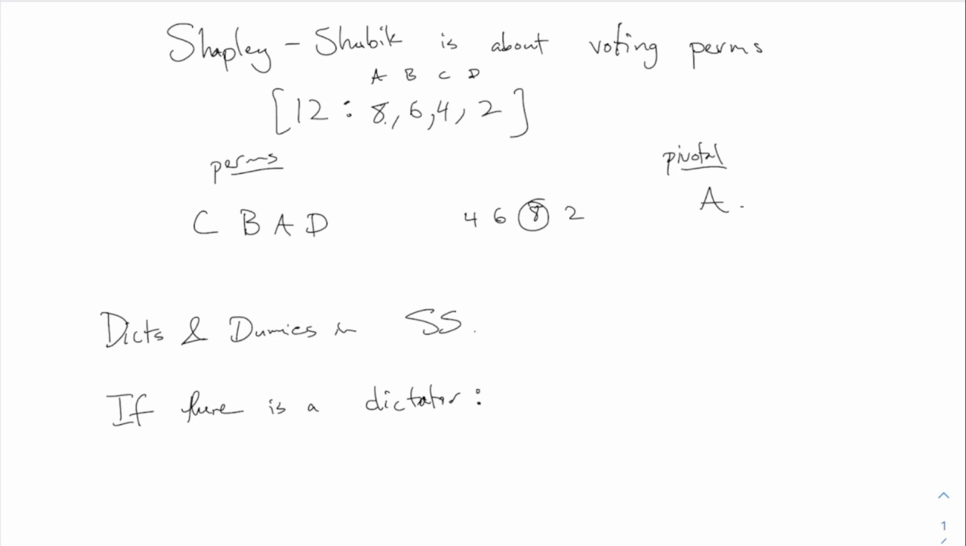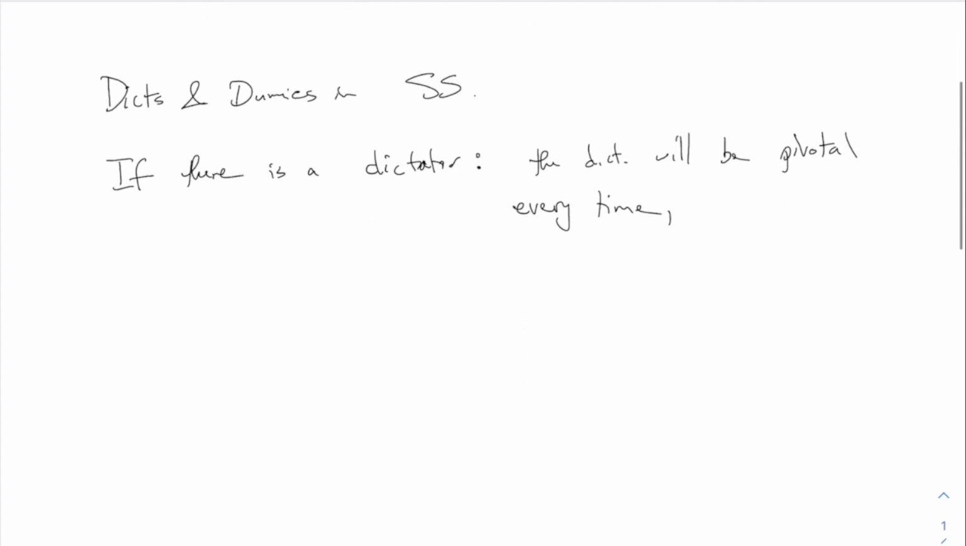And so when you go through all the perms and you decide who is the pivotal one this time, it's going to be the dictator every time, because they are the only ones who are capable of being pivotal. Every time you draw one of those perms, the one that's pivotal will always be the dictator, and nobody else is ever pivotal.